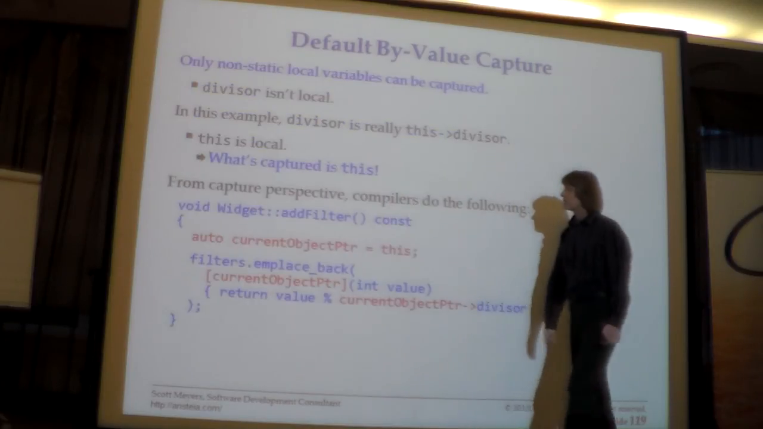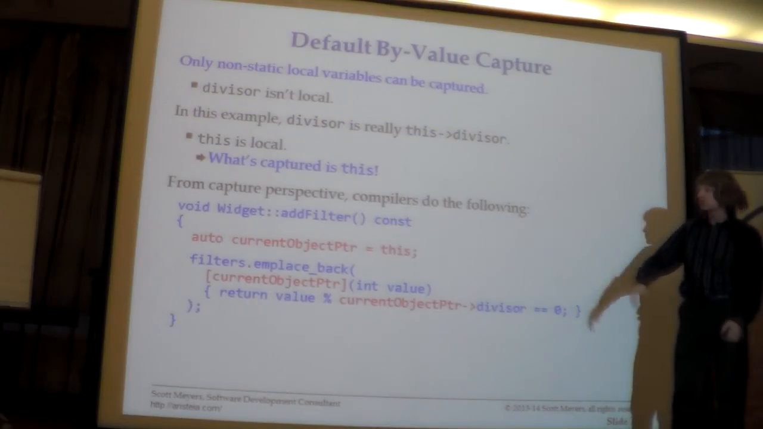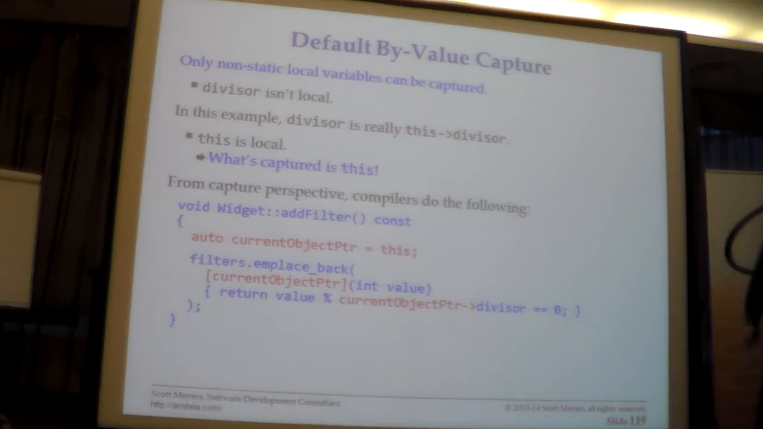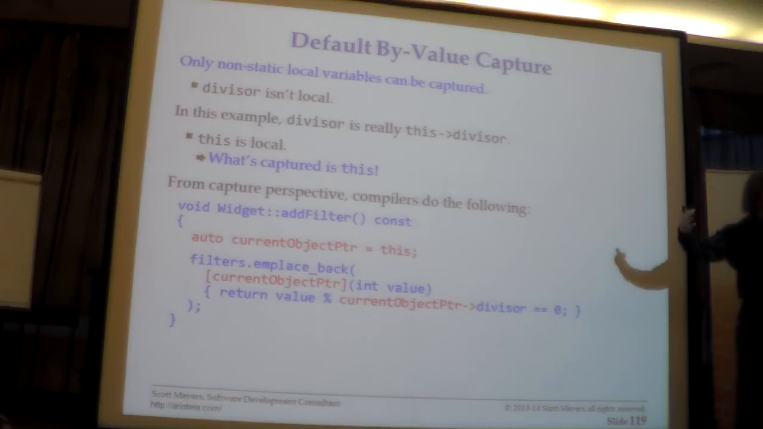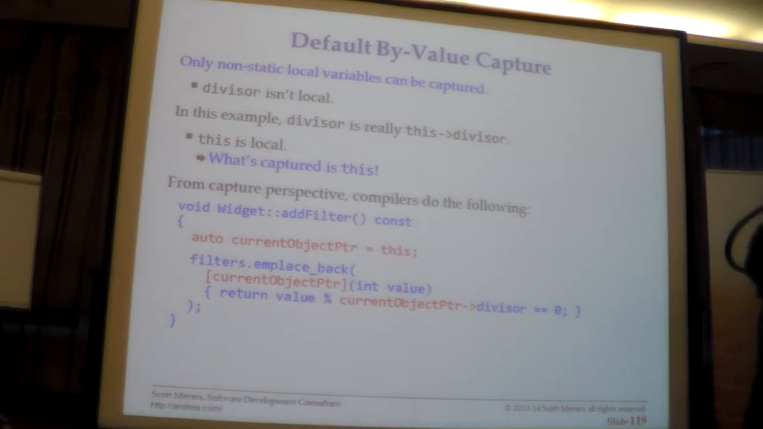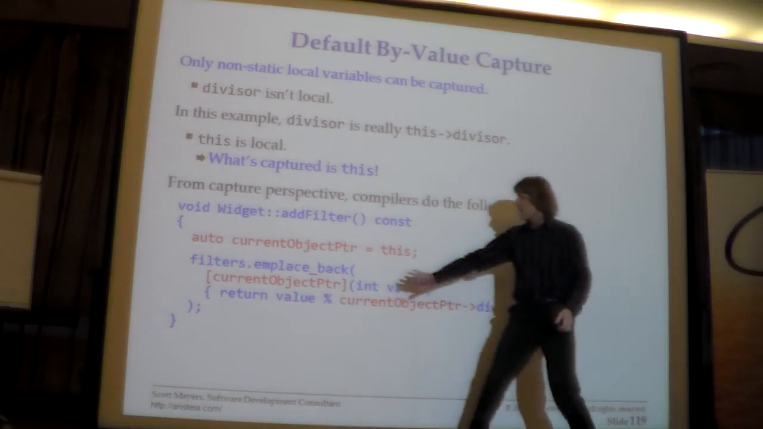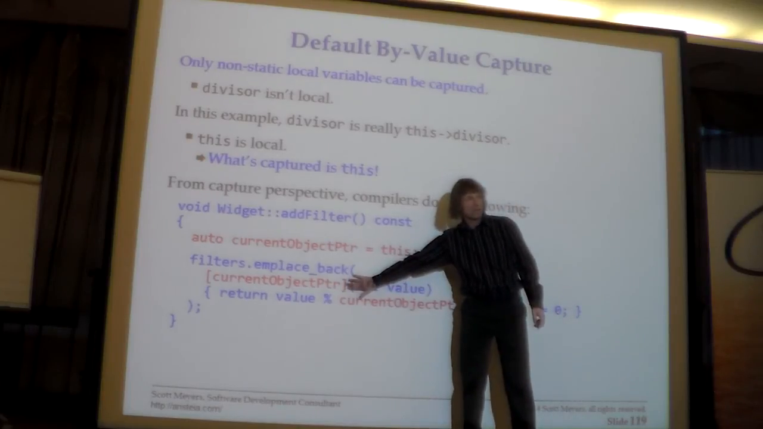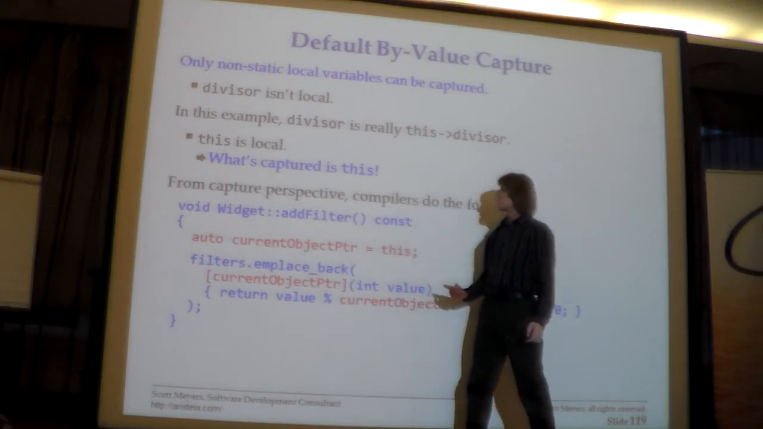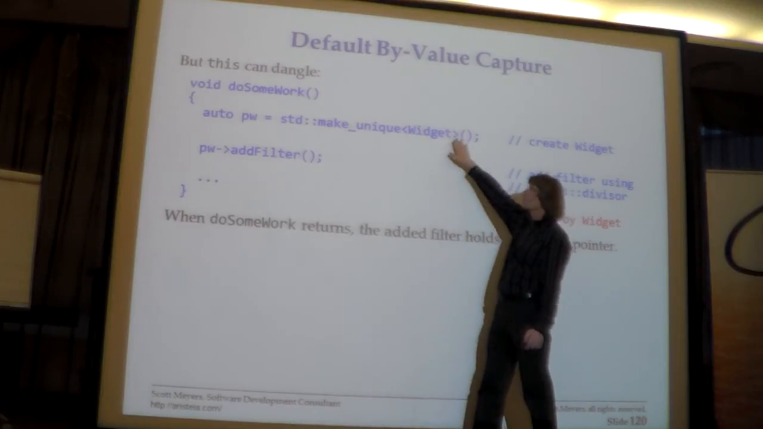Now I call add filter again. This is essentially how add filter behaves. So what happens inside add filter is I create this lambda and I put it in the filters container. Remember, filters is emplace back. I take this lambda, put it in the filters container, and I know that this particular lambda has a pointer to the current object. The current object, going forward one slide, the current object is the widget that's on the heap.